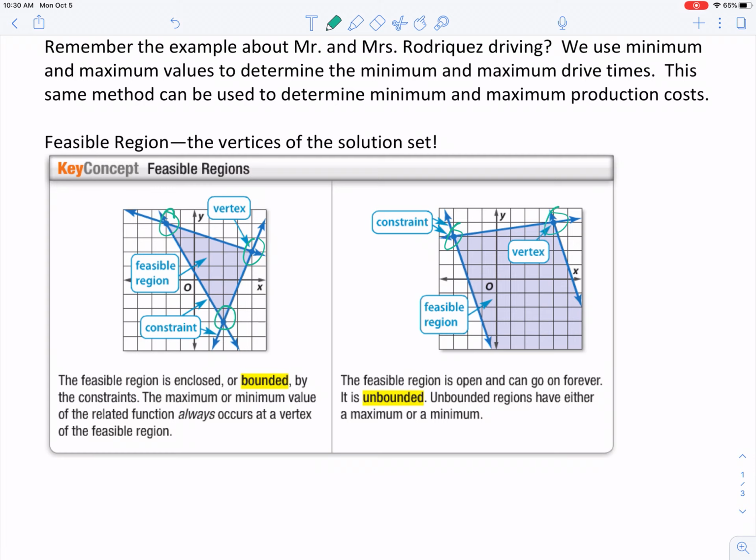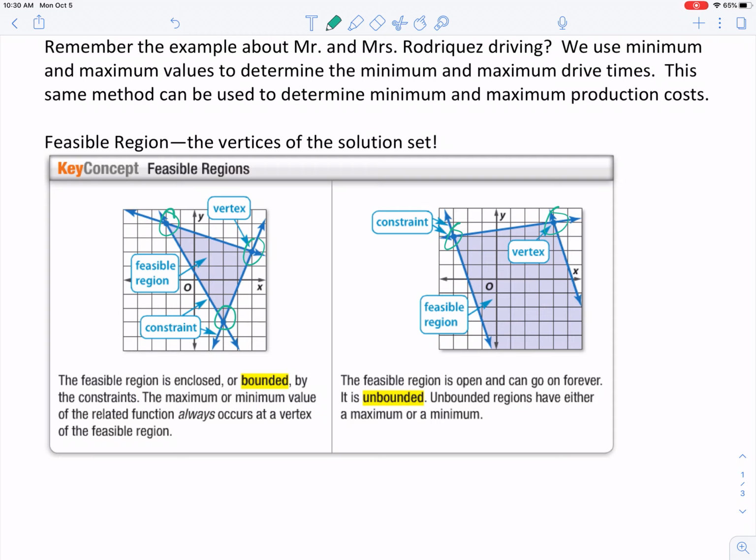These are going to be the constraints. These intersecting points are going to be called vertexes, or vertices, or a vertex. And the shaded region is going to be called our feasible region. If you have a completely enclosed feasible region, like my example on the left here, that's going to be called a bounded region because it has complete boundaries.